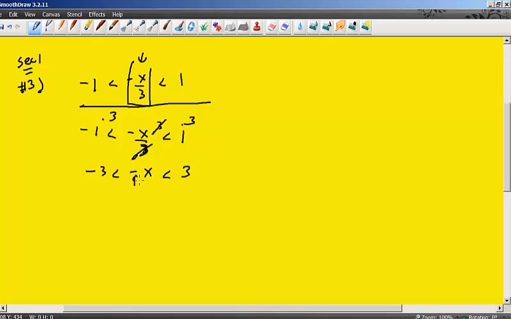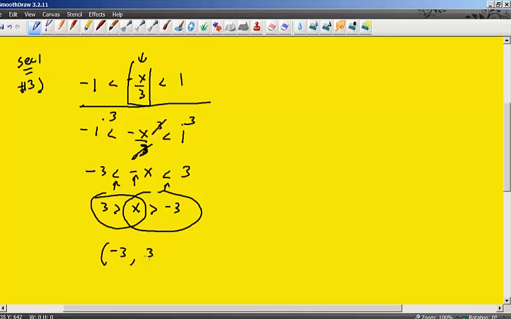I have to get rid of the negative in the middle by multiplying everything by negative, but remember I have to flip my inequalities when I multiply by negative 1. So that's going to give me 3 is greater than x, which is greater than negative 3. So what that really means is that x is smaller than 3 and x is bigger than negative 3. Or in interval notation, x is going to go from negative 3 to 3.